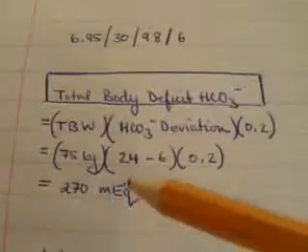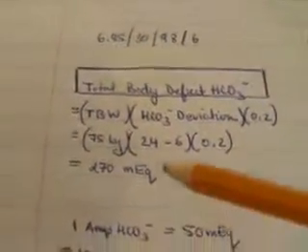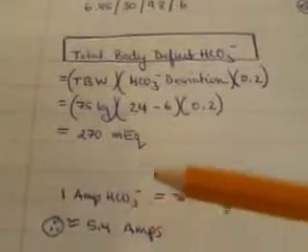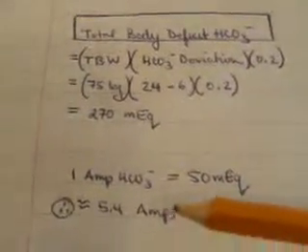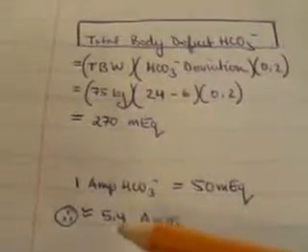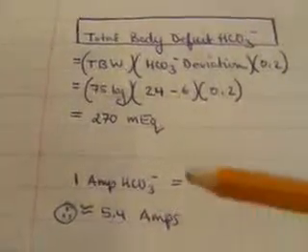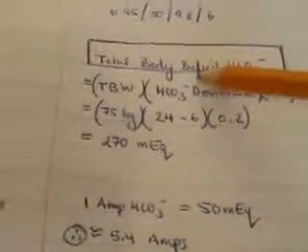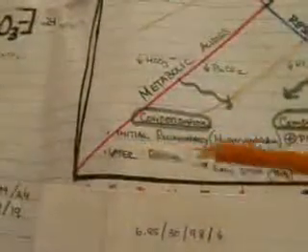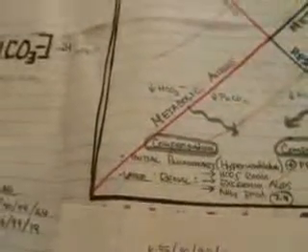So if you were to try to replace this bicarb by giving amps of bicarb, we could say 1 amp of bicarb is approximately 50 milliequivalents. This patient may require approximately 5.5 amps of bicarb to replenish the deficit of the bicarb through the process of metabolic acidosis, and in this case, diabetic ketoacidosis.